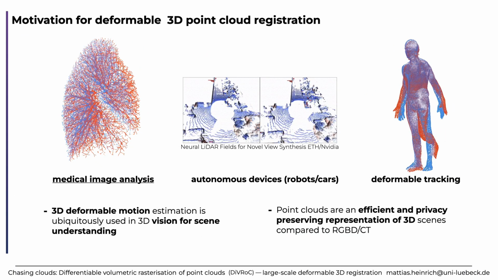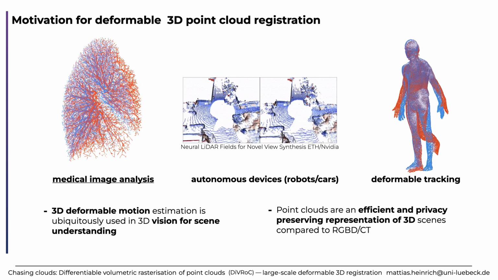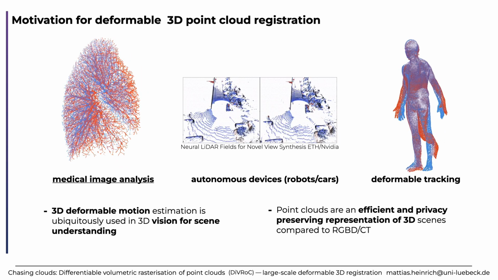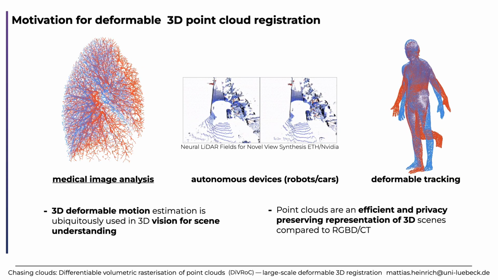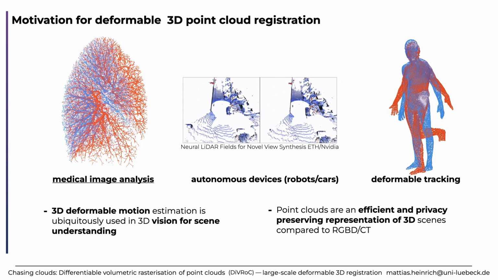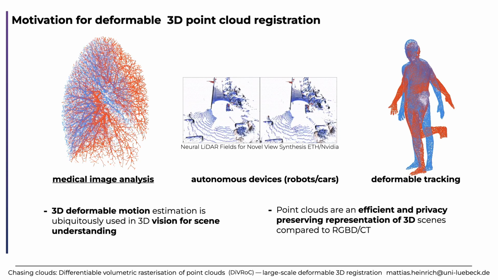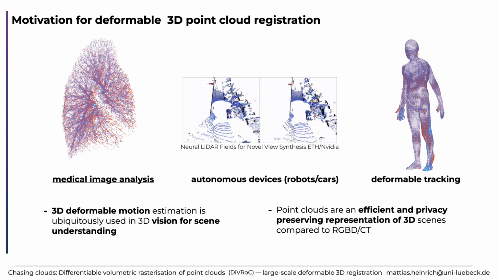Point cloud motion is ubiquitously used for autonomous devices, human motion tracking, and medical image analysis. Point clouds provide a more efficient and privacy-preserving representation of a 3D scene, which makes them suitable rather than volumetric grids.